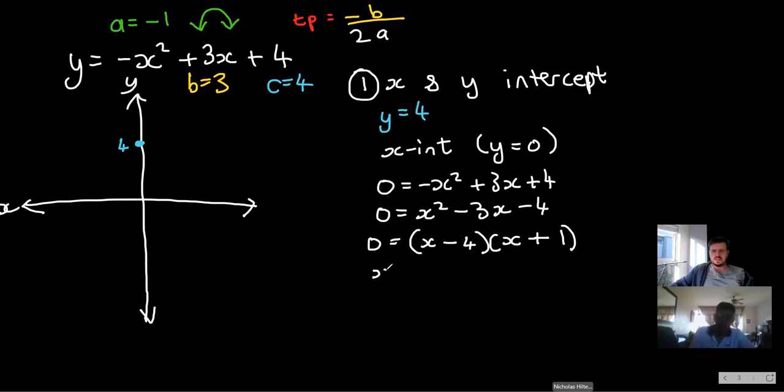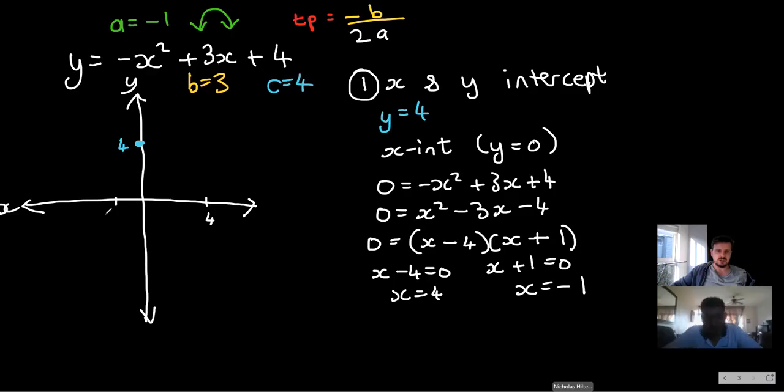And so you know that then x minus 4 equals 0 and x plus 1 equals 0. And so your values are x equals 4 and x equals minus 1. So now I know the one is 4 and the one is minus 1. So I'm almost there, right? I know that it's going to be a sad face because of the negative.